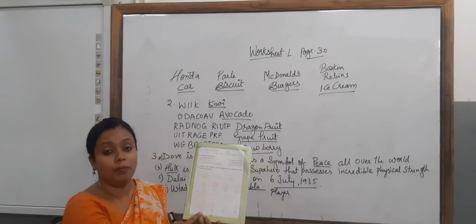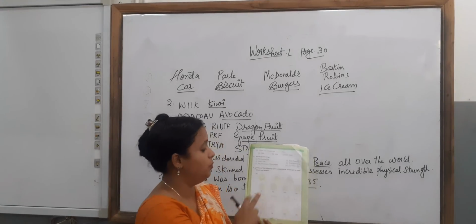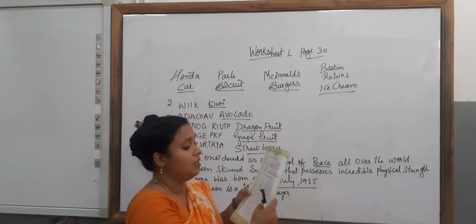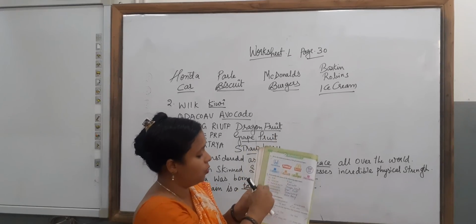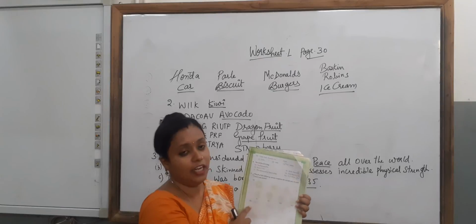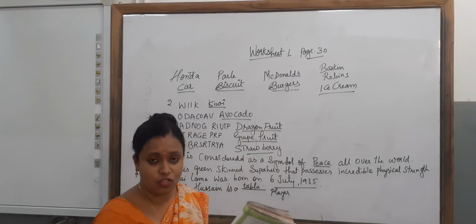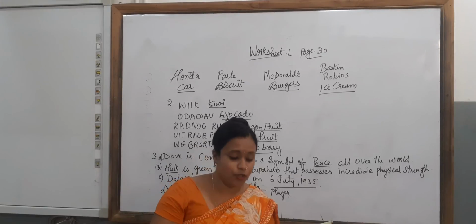This one, children, will be done later on because I have not done this. We will do this later on. You have to do this 1, 2, 3 and 4 in your book. Don't do this one. Okay children. I hope you have understood. You will do it by yourself. Do it in your book.